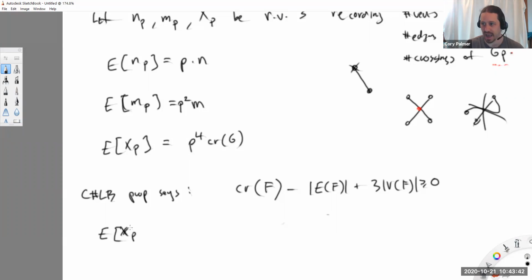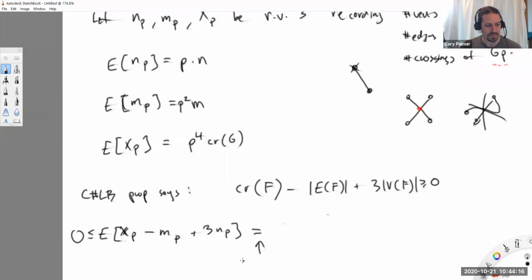So the average, the expectation of X_p is the crossing number of G_p. Yeah, maybe I should have said this for G_p. So in particular, this holds for G_p: X_p minus m_p plus 3 n_p is greater than or equal to 0, right? For each of these graphs individually, the computation of what's inside the expectation is greater than or equal to 0. So the average, which is the expectation of these, is greater than or equal to 0, obviously. If they're all non-negative, then the average is non-negative.